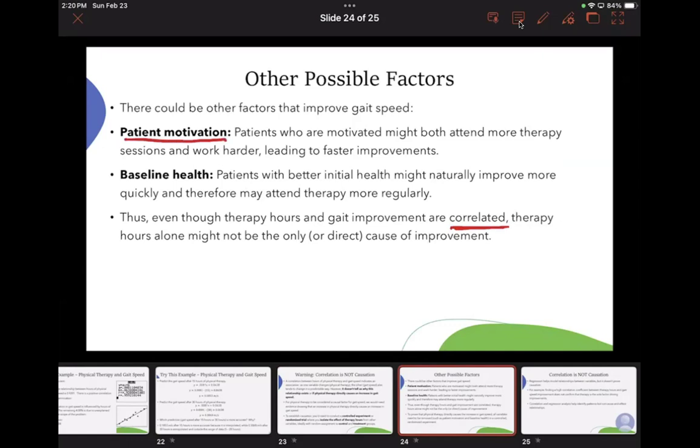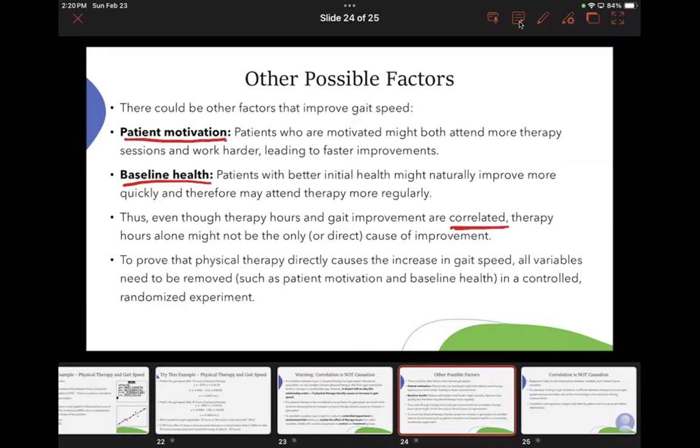Okay, we have other factors that are possible contributors, and we can't say that physical therapy causes the improvement in gait speed. To prove that physical therapy directly causes the increase in gait speed, all other variables need to be removed. We have to remove patient motivation and baseline health, and conduct a controlled randomized experiment where the only variable that is being manipulated is the hours in physical therapy.